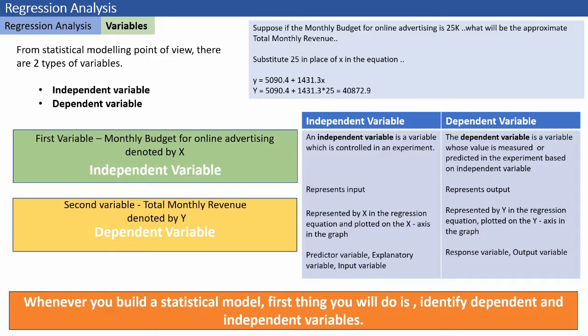Independent variable is also called predictor variable, explanatory variable, or input variable. On the other hand, dependent variable is also called response variable or output variable. So this brings us to the end of this session about variables in statistical modeling.